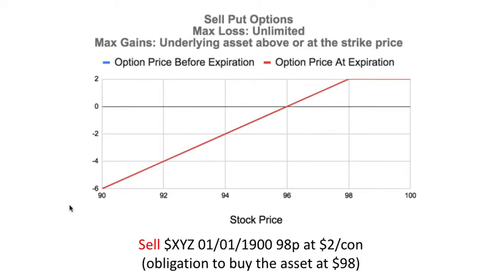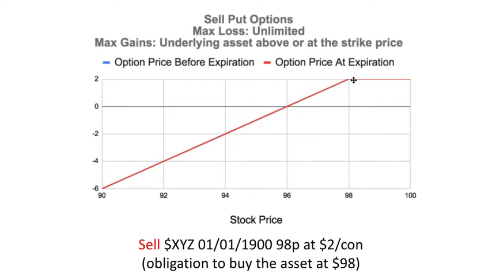Because you have the obligation to buy the asset at $98 while this asset is now trading at $90. And because you have $2 of buffer from this option, 98 minus 2 equals 96. 96 minus 90 equals 6. That means you're going to lose $6 per contract. That's a minus 300% loss.